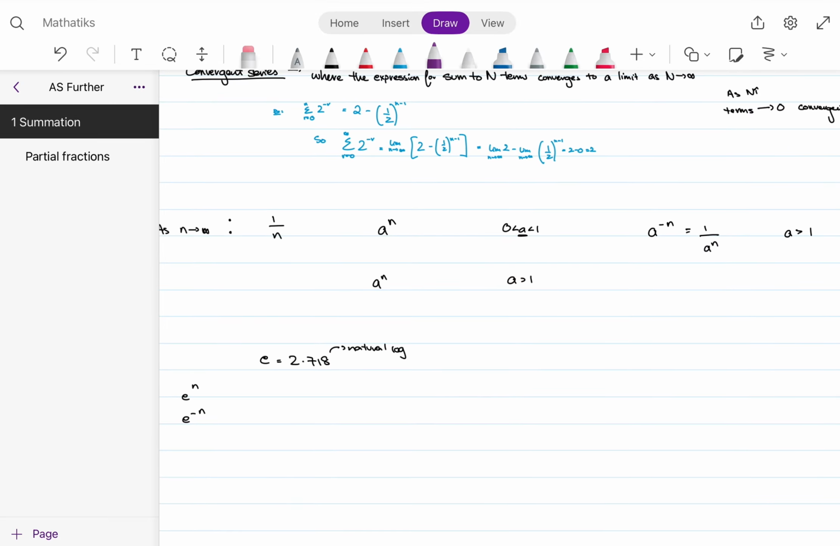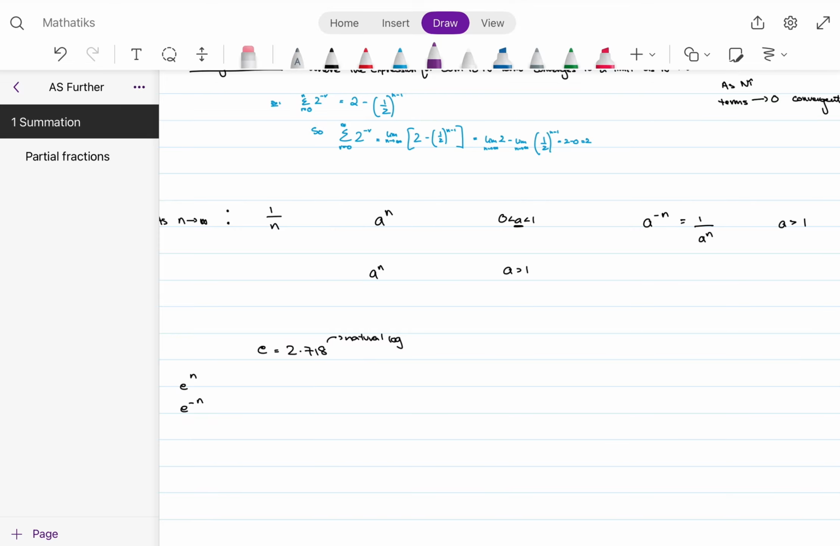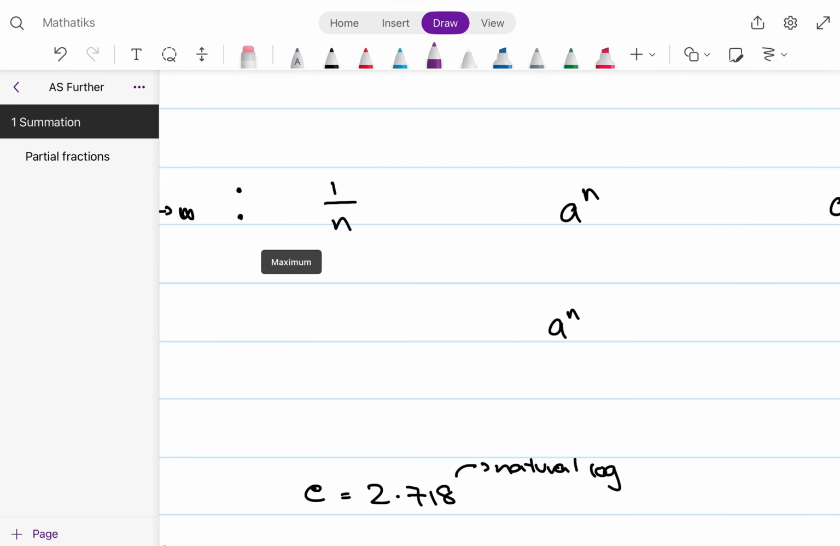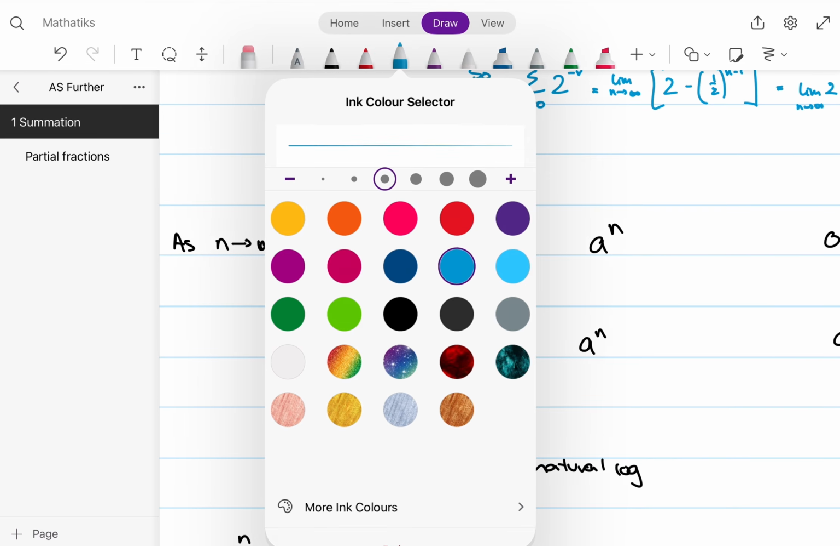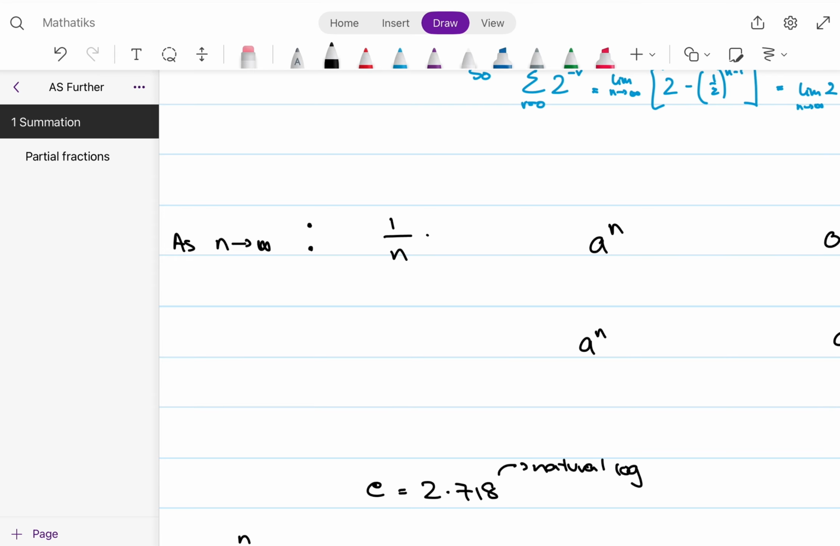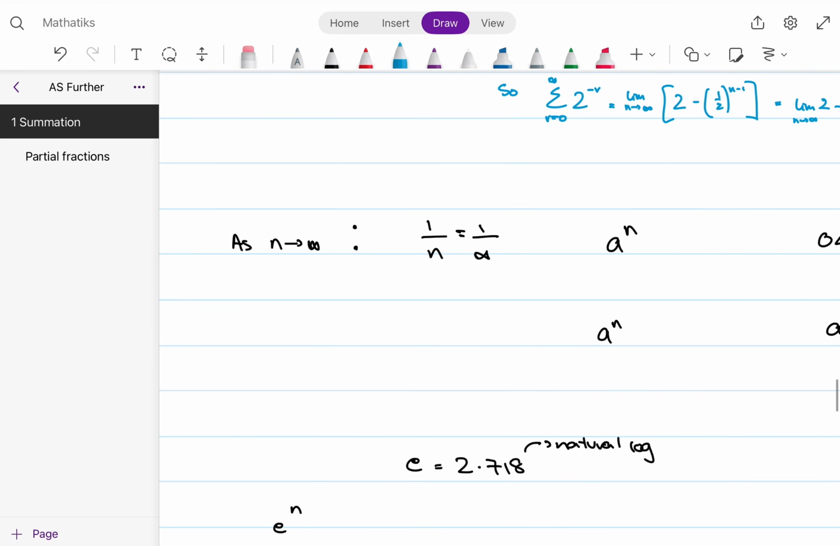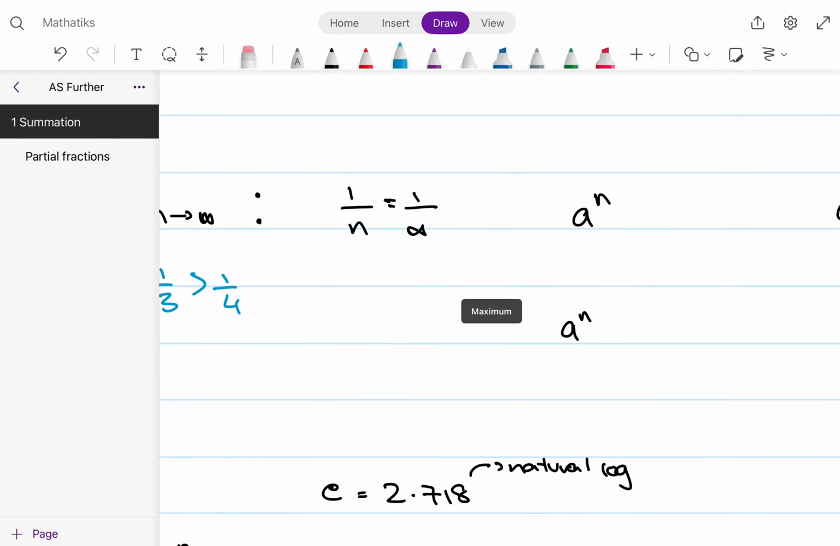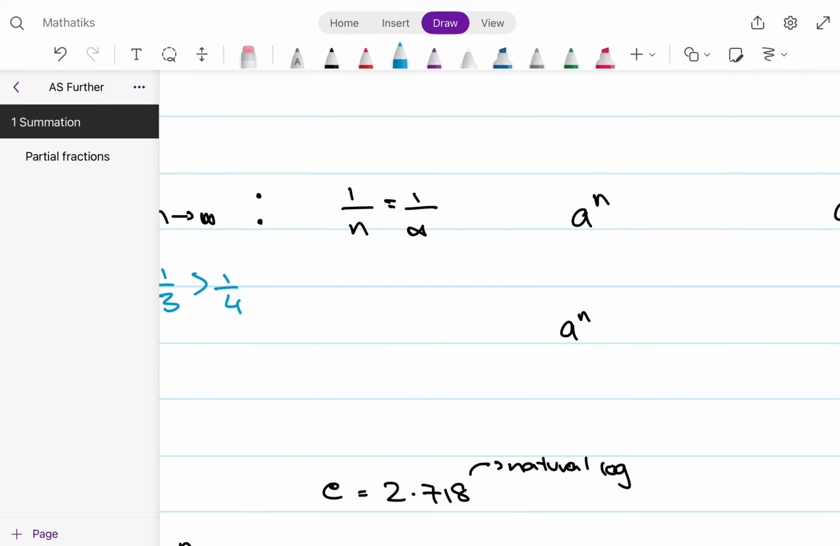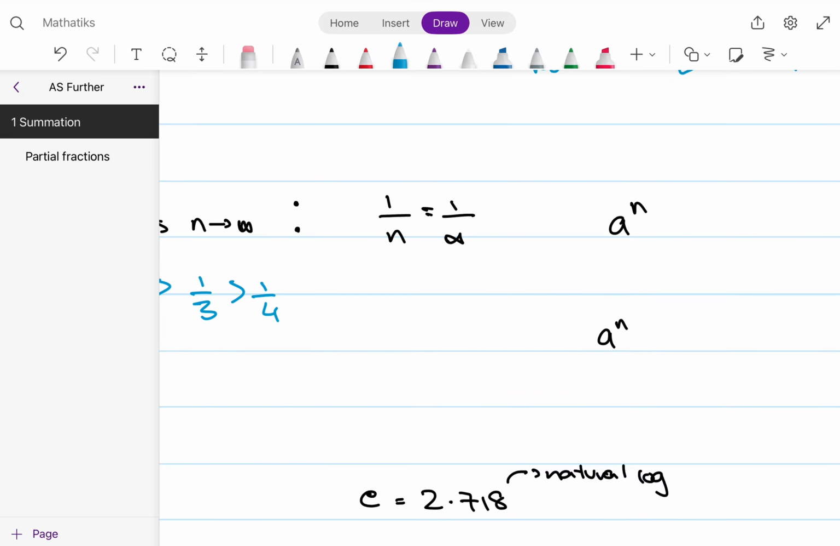So there are a few different cases when n approaches infinity. When n approaches infinity in 1 upon n, that means the denominator is getting infinitely large. And obviously, the terms 1 upon 2, 1 upon 3, 1 upon 4, they are getting smaller. So when the denominator gets bigger and approaches infinity, then 1 upon n is going to approach 0.